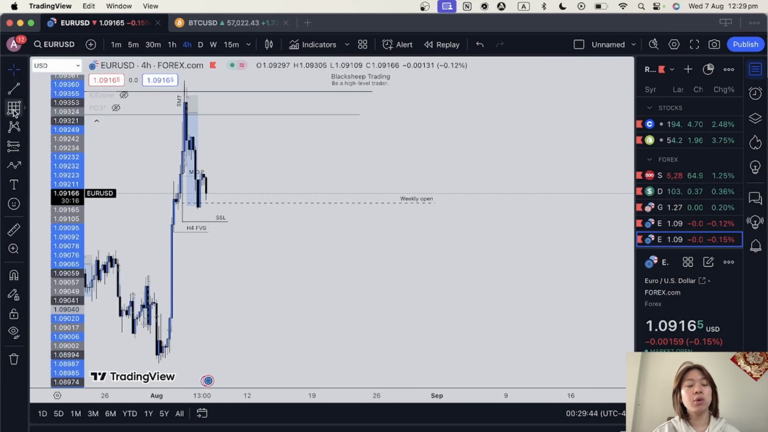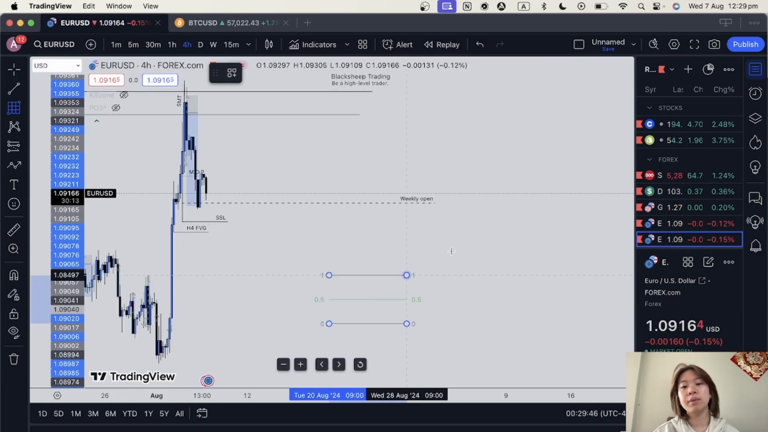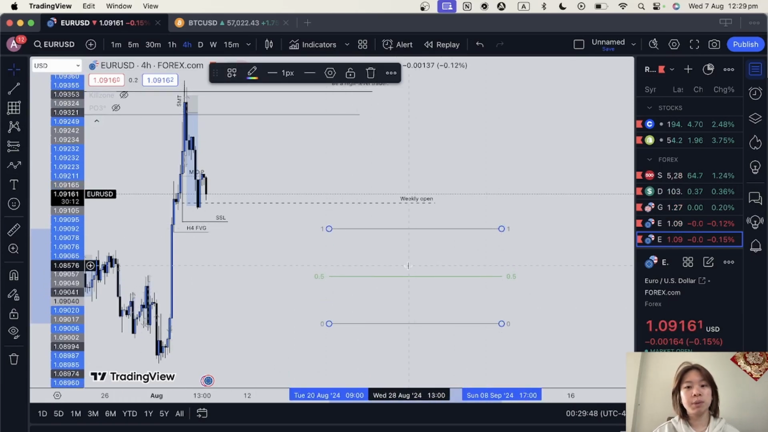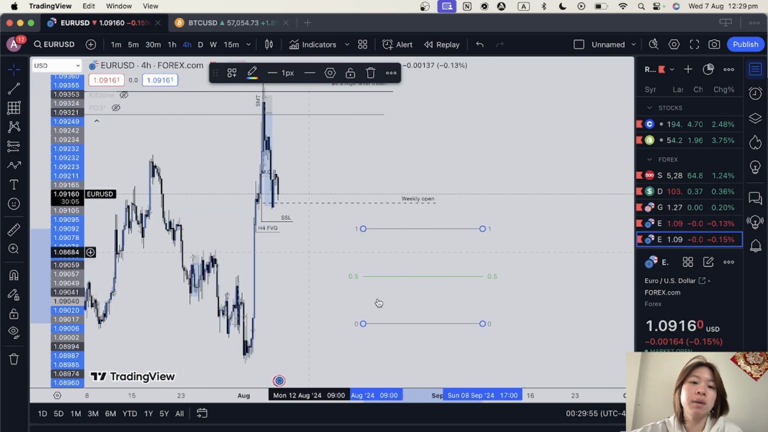Hi guys, in this video we're going to be talking about equilibrium, which is basically the 50% mark of any range. We'll also go a little bit into OTE, but I don't really use that a lot. Equilibrium is just when there's a range, there's always going to be a top part and a bottom part, with the top part being called premium and the lower part being called discount.